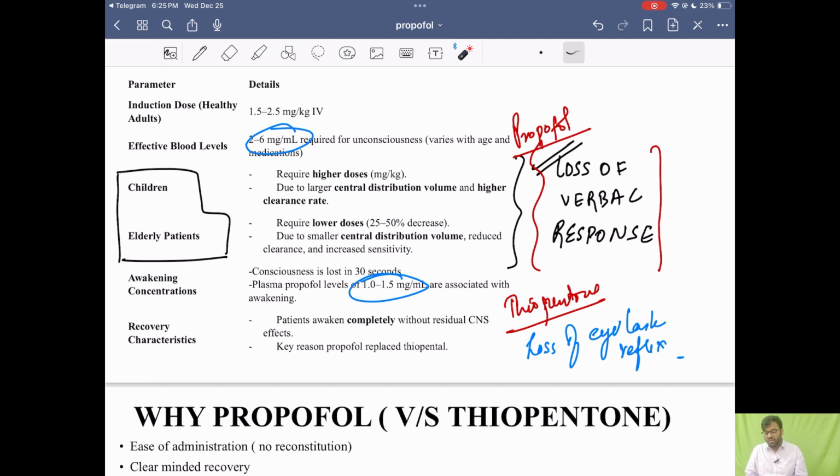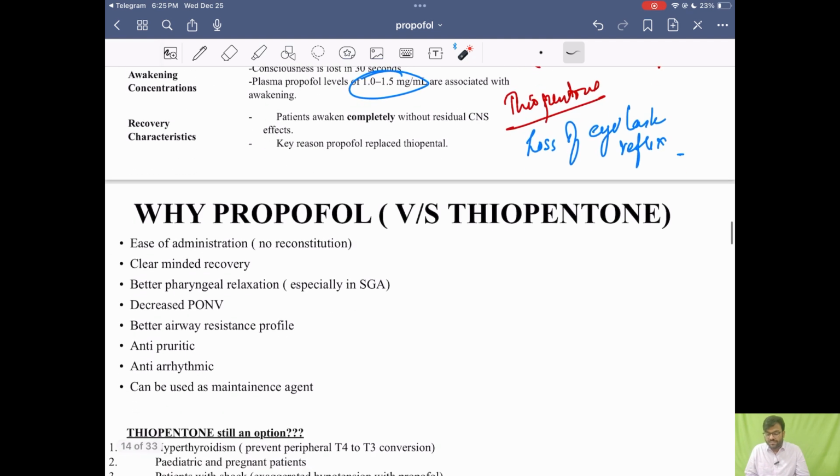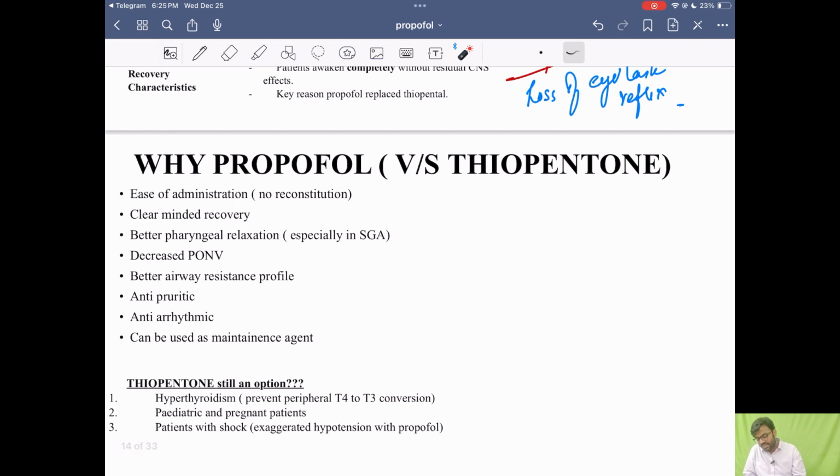Moving on, why propofol, not thiopentone? Okay, as I said, ease of administration. You just take a propofol vial, load it into a syringe, and that is approx 10 mg per ml, and you calculate the dose and you just give it. Unlike thiopentone, where you have to dilute it, and that takes time, so it does not have ease of administration.